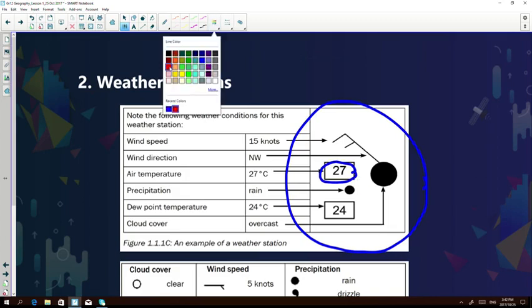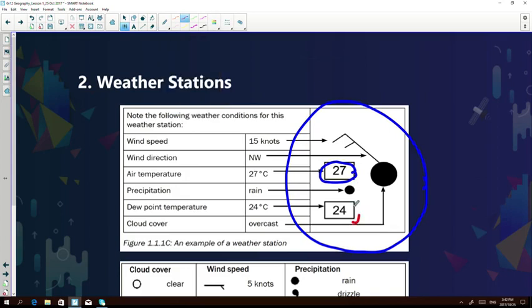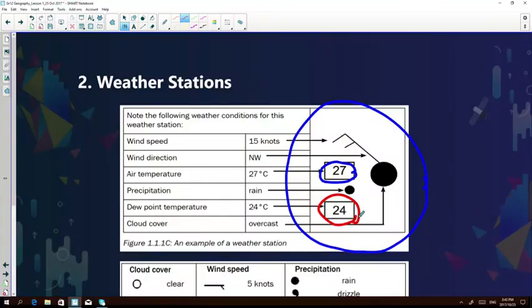The dew point temperature that we experience is 24 degrees. Now, very important, grade 12s. Some of you make the mistake to see the dew point temperature as the minimum temperature. Keep in mind, dew point temperature is where condensation takes place. Now, what is condensation? It's when the gas, the water that's been evaporated, turns back into a liquid.